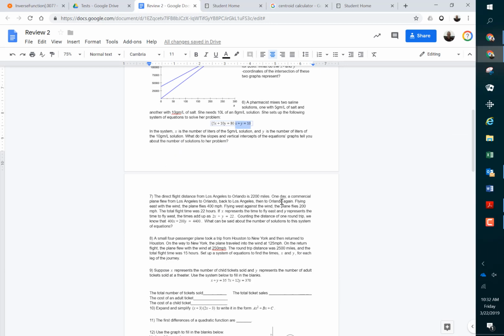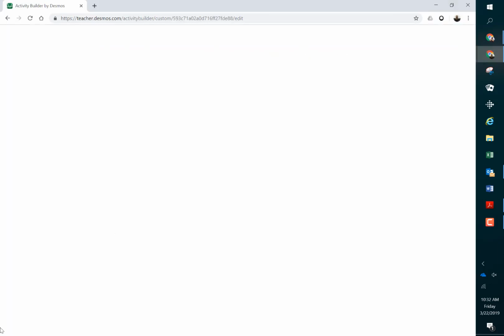Alright, it says Los Angeles to Orlando is 2,200 miles. One plane flew from Los Angeles to Orlando, back to Los Angeles, then to Orlando again. Flying east with the wind, the plane flies at 400 miles per hour. Flying west against the wind, the plane flies at 200 miles per hour. The total flight time is 22 hours. If X represents the time flying east and Y represents the time flying west, the times, that's what they're talking about here, add up to that.